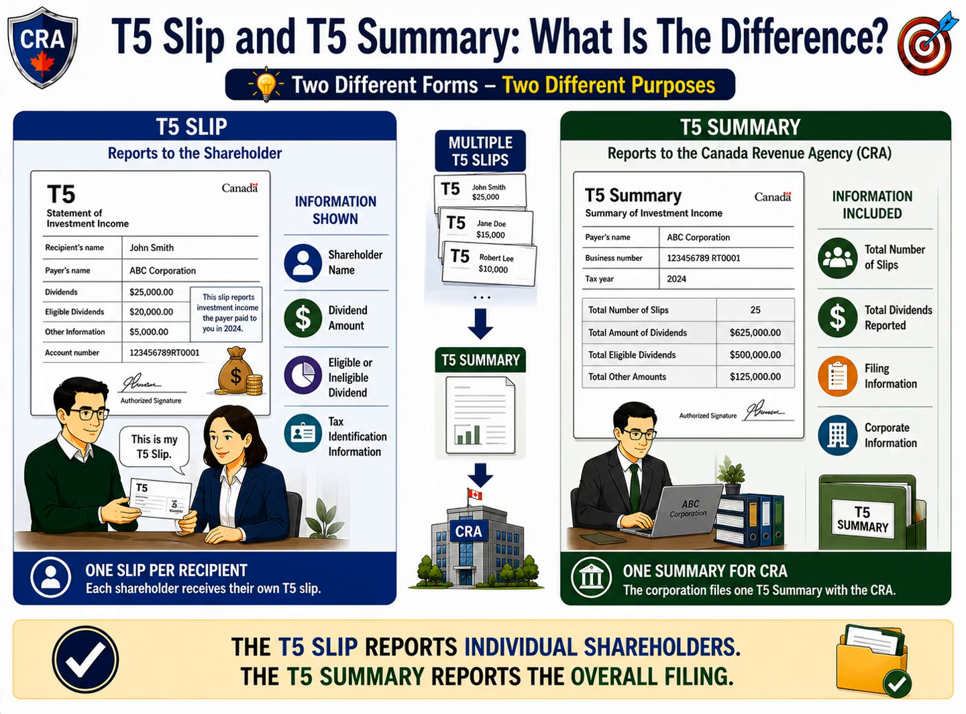One provides detailed information about individual recipients, while the other provides the CRA with a consolidated overview of the entire filing. The key takeaway from this slide is that the T5 slip and the T5 summary work together. The T5 slip reports dividend income for individual shareholders, while the T5 summary reports the corporation's complete filing to the CRA. Together, they create the reporting framework that supports accurate dividend reporting and tax compliance.